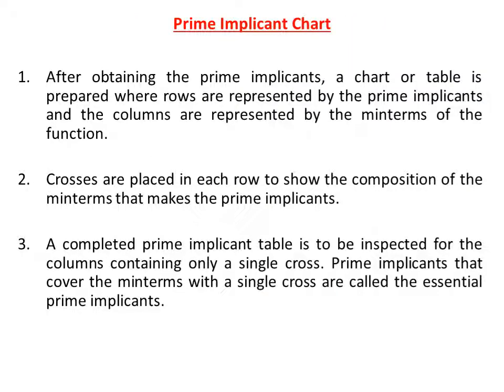Prime implicant chart. After obtaining the prime implicants, a chart or table is prepared where rows are represented by the prime implicants and the columns are represented by the minterms of the function. Then crosses are placed in each row to show the composition of the minterms that make up the prime implicants. Then the completed prime implicant chart is inspected for the columns containing only a single cross. Prime implicants that cover the minterm with a single cross are called the essential prime implicants.